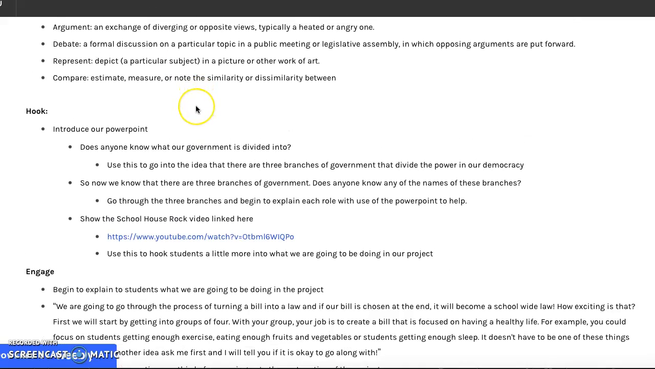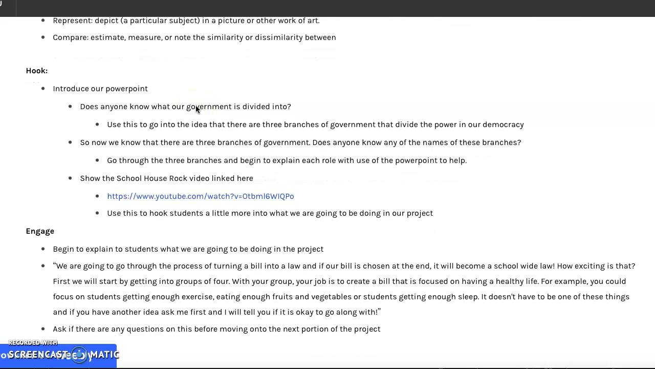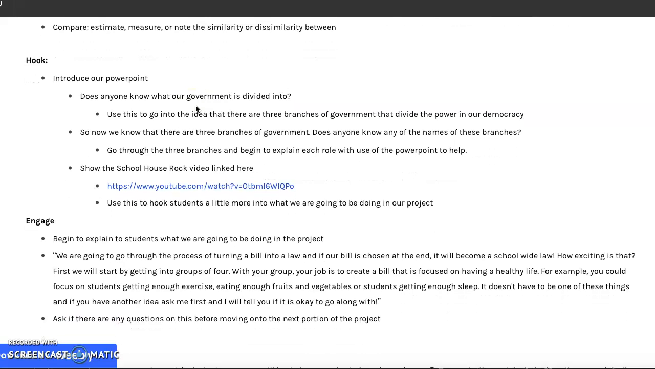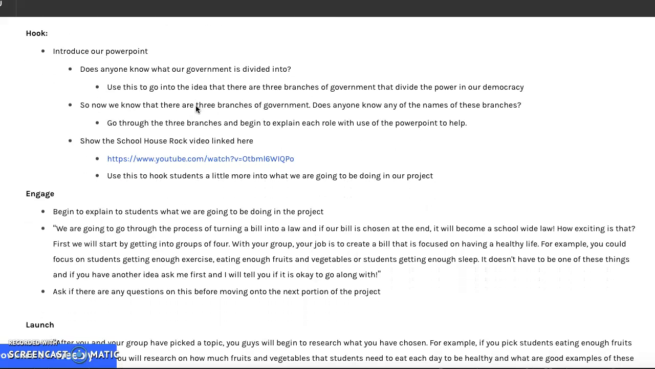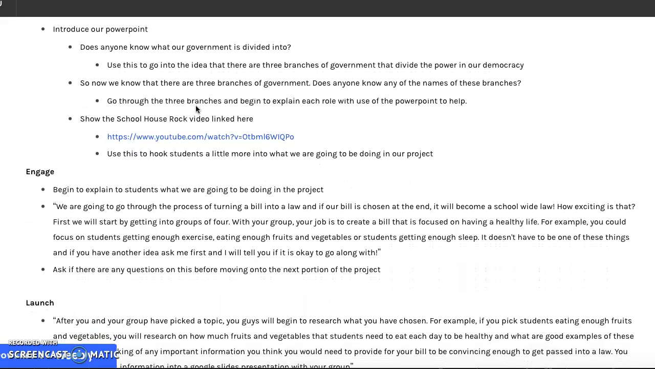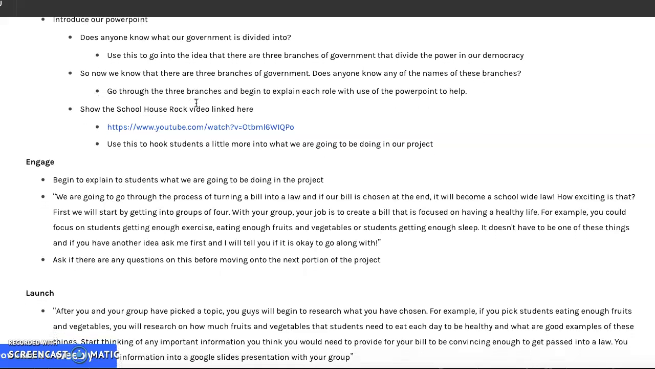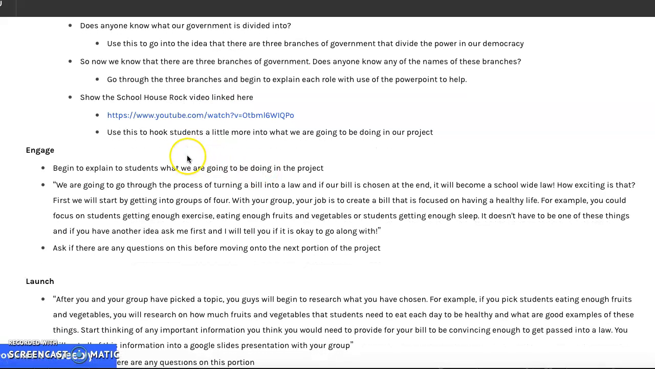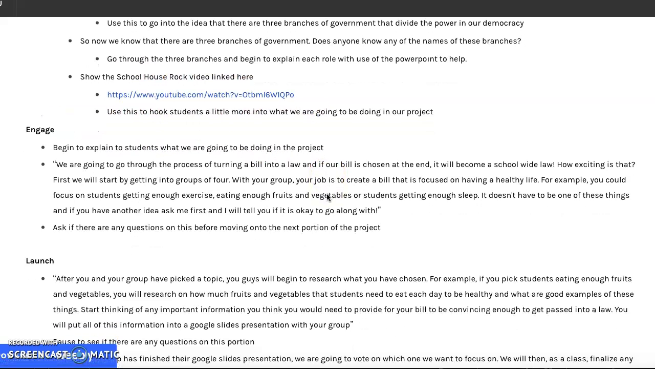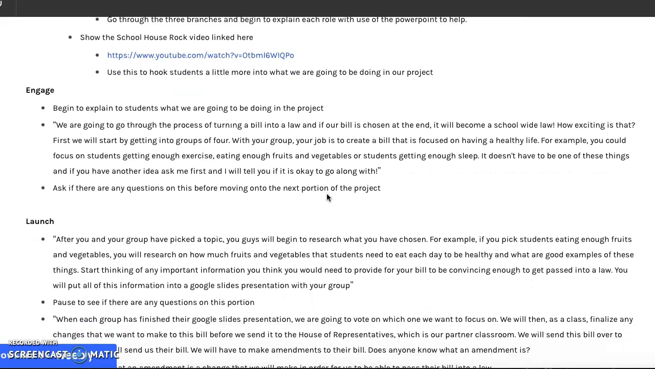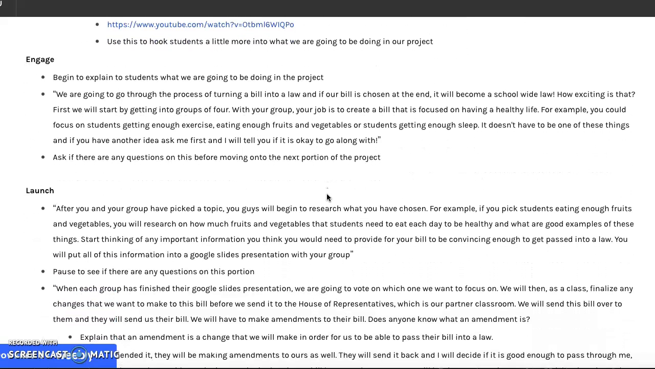So we would start by just introducing our PowerPoint, which would be focused on how many branches our government's divided into, going deeper into that, explaining the roles of each branch so that they can understand it when we actually implement the project or lesson. And then we will have this Schoolhouse Rock video, which is of how a bill becomes a law, just to further get them hooked. And then with our Engage, we're just going to begin to tell the students what we're going to be doing, which is going through the process of turning a bill into a law.